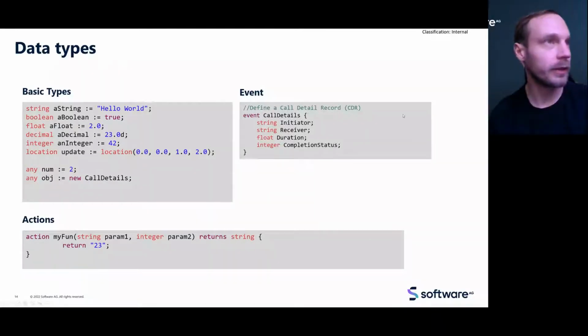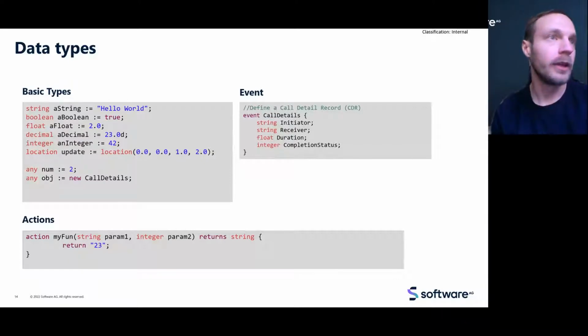So what are events? Like I said, it's really just a record or a structure that has fields of a certain type. The event itself can also be complex, so it can include other events, and can include other complex data structures as well as actions.